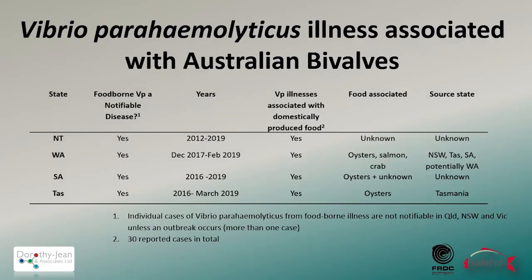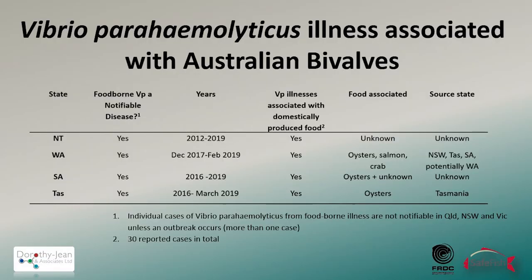Okay, so one of the issues that we're currently working on is Vibrios specifically in bivalves, and that's because we've had a recent increase in illness statistics around Vibrio parahaemolyticus in particular. What I've got here is a high-level summary of Vibrio parahaemolyticus, or as DJ calls it, VP, illnesses associated with Australian bivalves, and this table only includes states that have VP as a notifiable foodborne illness. You can see that we've had illness in all of these states. It's a recent phenomenon. There is very little illness before this. Most importantly, it's commonly associated with oysters. It has been traced back to all of the major oyster producing states, New South Wales, Tasmania and South Australia, and potentially also from WA. So it's a problem for all states in Australia, and it's something that we really need to start getting our head around.